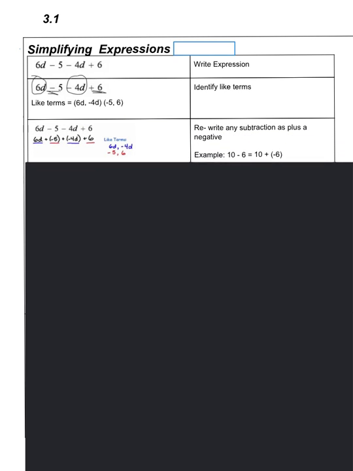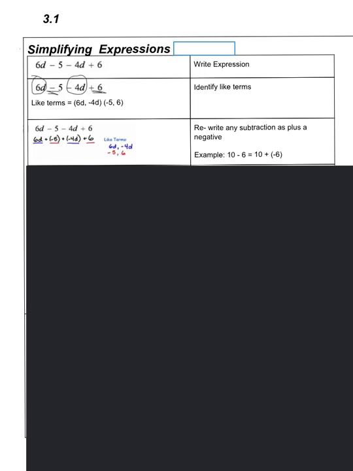Next, I am going to rewrite any subtraction as plus a negative. Now, this is something we haven't done before, so pay really close attention. Like, hello, are you listening? Pay attention. Okay, good.